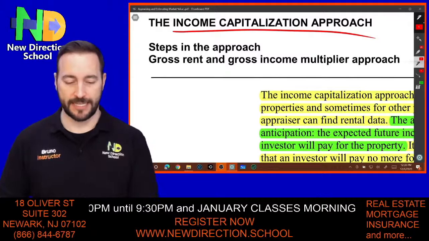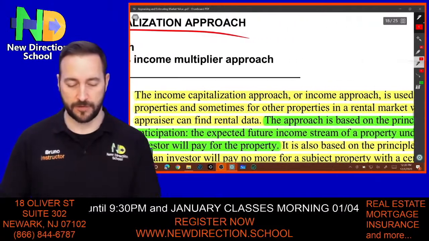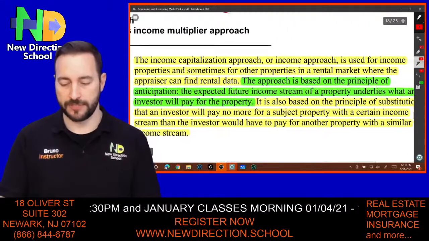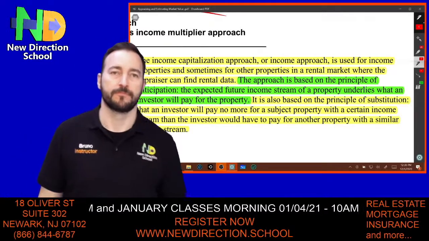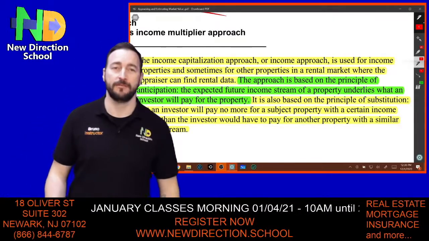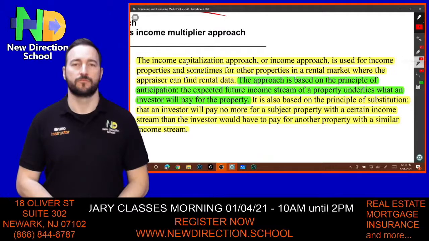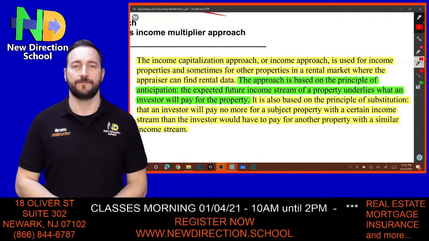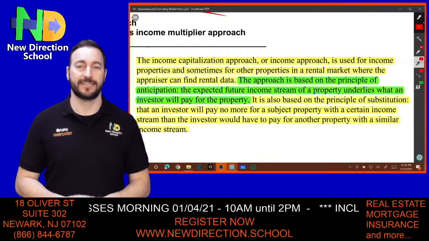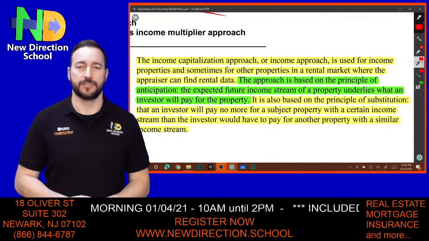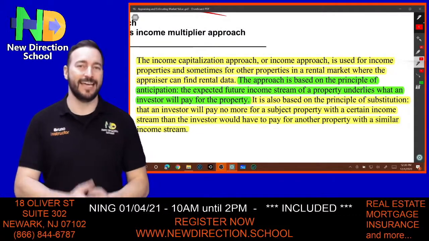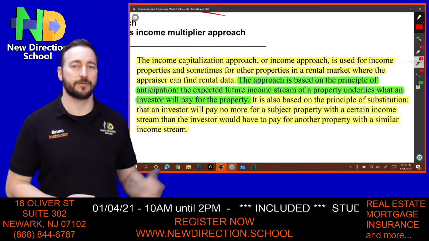So the steps for the income capitalization approach. First of all, why would we use the income capitalization approach? Well, easy. Because a property produces income: rental income, vending machines income, concessions income. Anything that's income could go into the income approach.